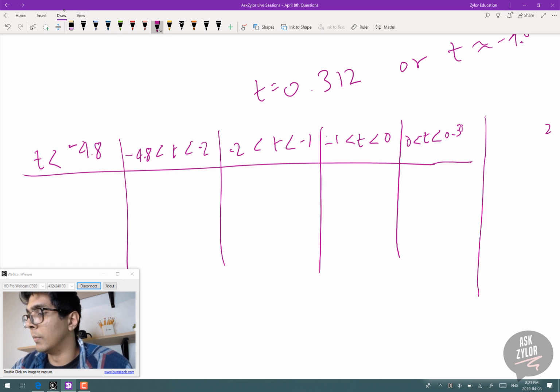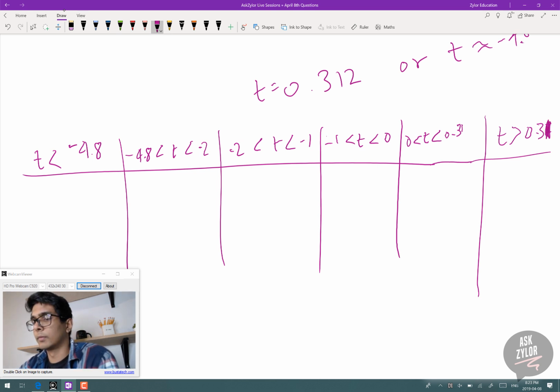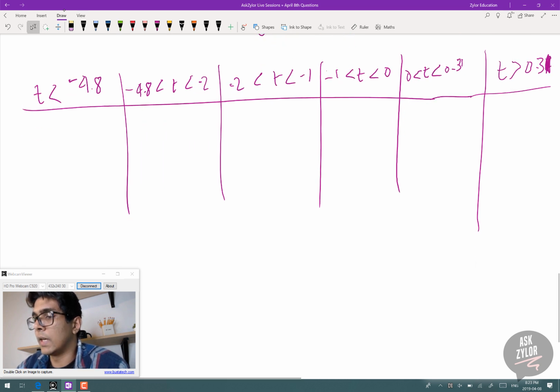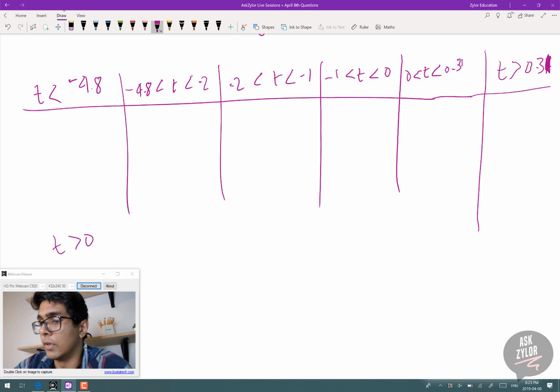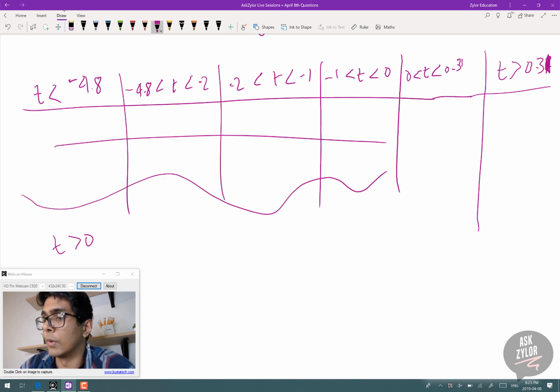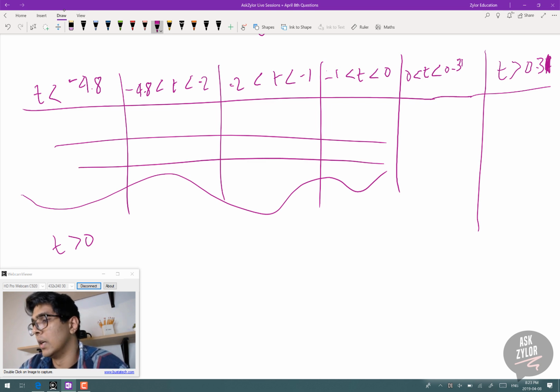And then one final term is going to be t is greater than 0.31. Right? So I know my t can't be negative because they initially told me t has to be greater than 0. So I'm going to discount everything that's before 0. So I don't care about any of these values. So I'm only looking at t is between 0 and 0.31, and then t is greater than 0.31.